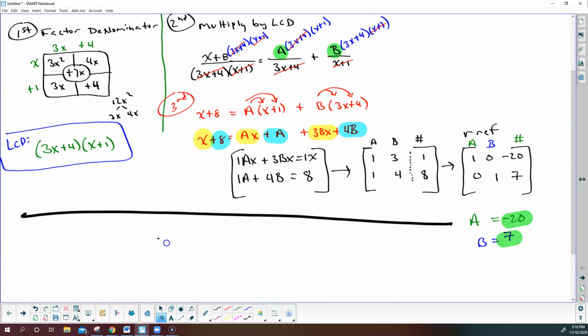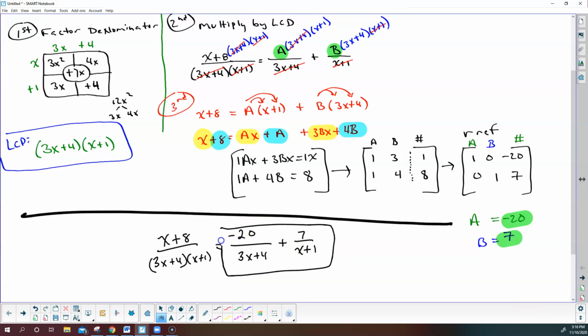So then my final answer is the original fraction can now be rewritten as -20 over 3x plus 4, because that's the way that I had it written, plus 7 over x plus 1. So I broke down the original fraction into the addition of 2 fractions. We decomposed it into partial fractions.